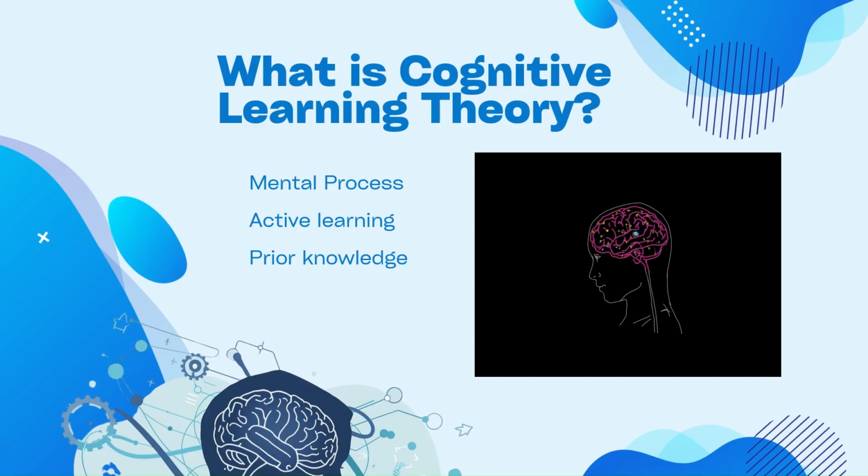This theory also explains that learners organize information into mental structures called schemas. These schemas help learners connect new information to what they already know, which makes learning more meaningful and easier to remember over time.